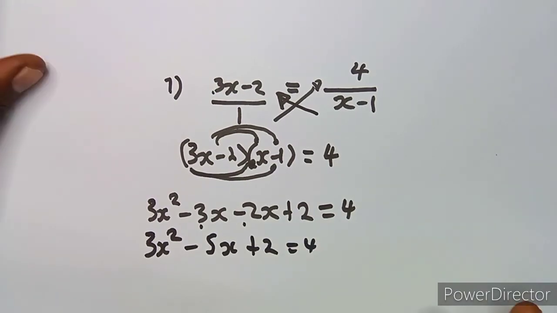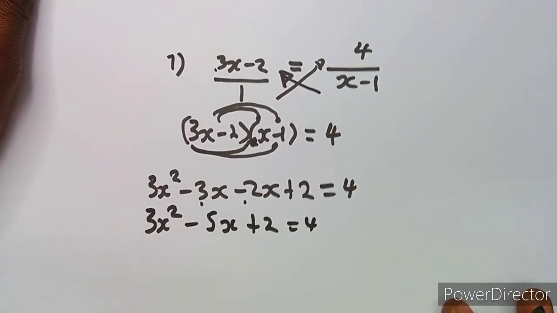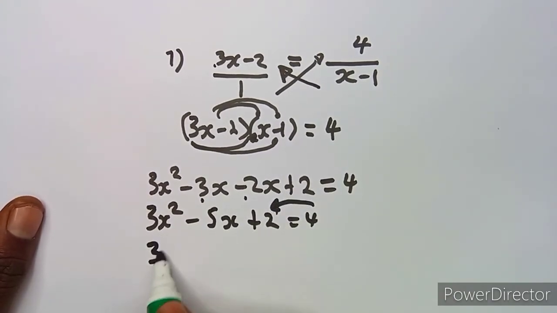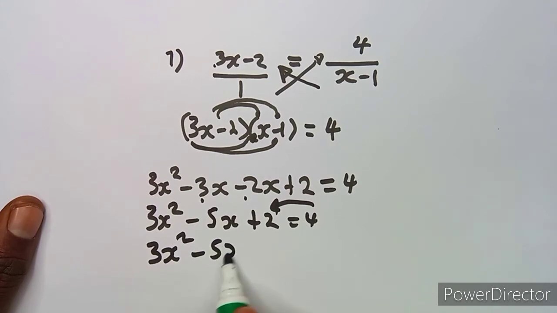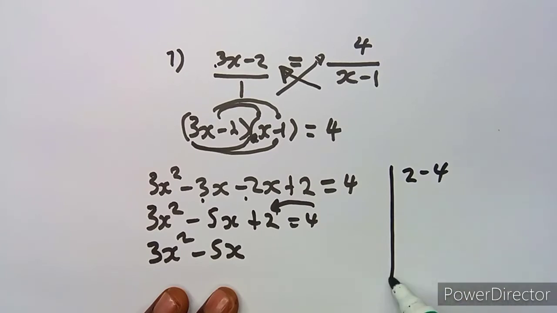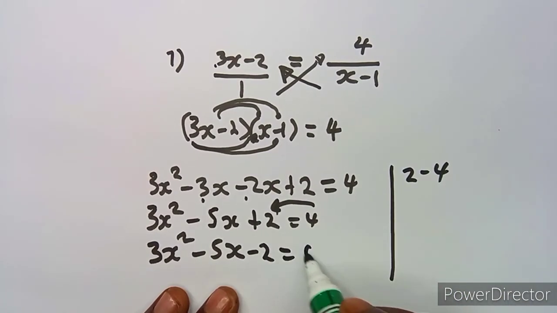All right, then let's transpose now. We can transpose this 4 to this side. It's going to be a minus 4. So you're going to have 3x squared minus 5x like that. So 2 minus 4, which is actually minus 2, which is equal to 0.